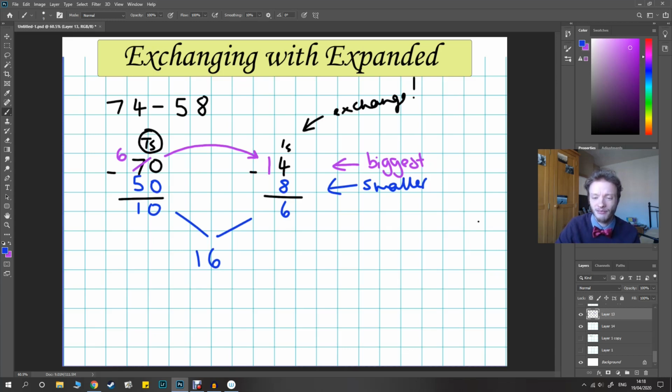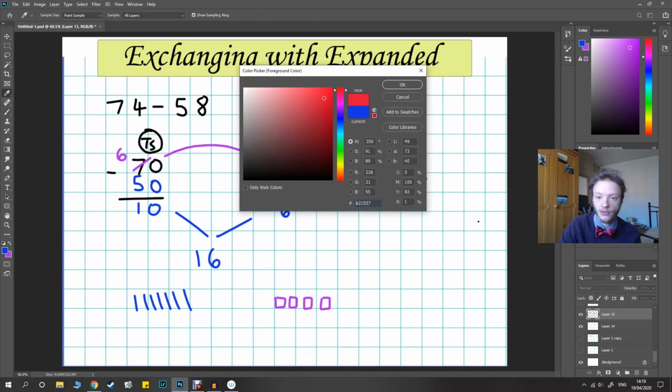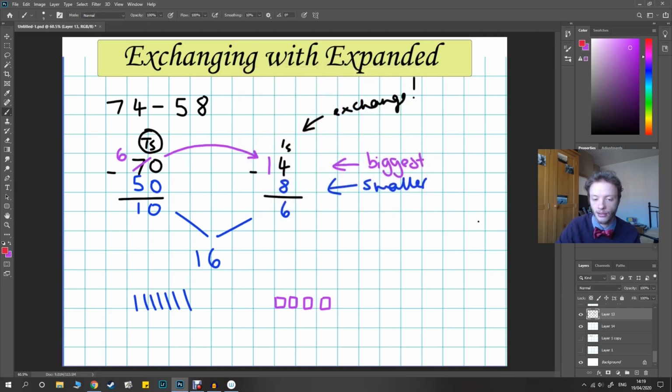If you think about it in terms of Dienes, I'll try and draw some really quickly. So I've got 4 here, so that's 4 ones. 1, 2, 3, 4. And I'm taking away 8, and on this side I've got 7 tens, because I'm dealing with 70. 1, 2, 3, 4, 5, 6, 7. I know that I cannot take away 8 from 4 ones. I can try. 1, 2, 3, 4. Oh, I can't get 5, 6, 7, 8 out. So I have to exchange.